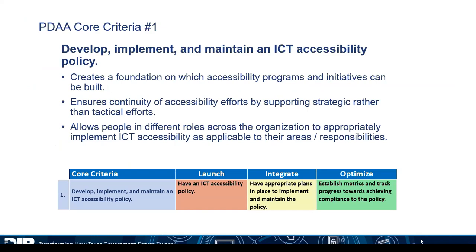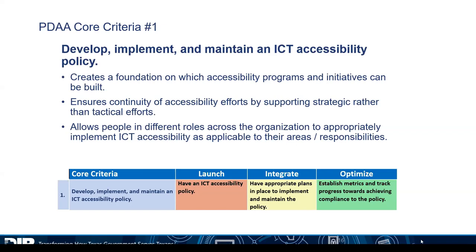So criteria one, this is really the most important. It creates a foundation on which your whole program and initiatives can be built. If you don't have a policy in your organization, then you're relying on individuals at different places to bring it up. Trying to create an accessibility program from the bottom up is not a way that I would recommend. You need to start at the top and come down. I'll have some other material I can share with you on that in a few minutes.